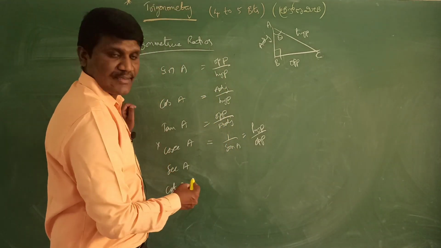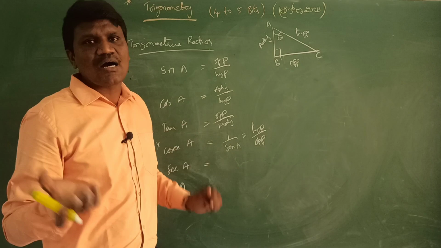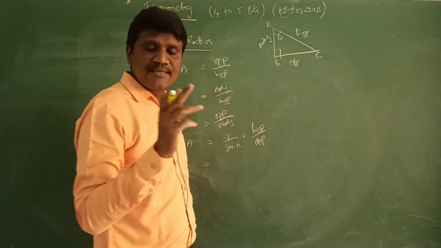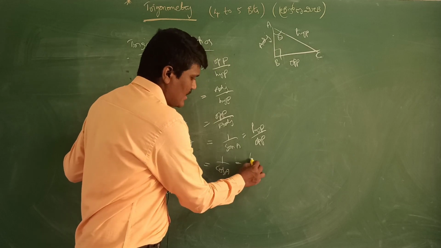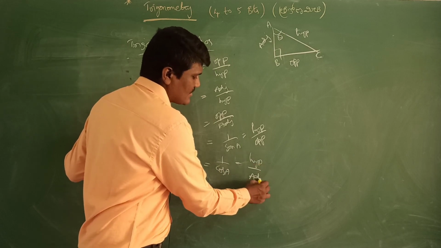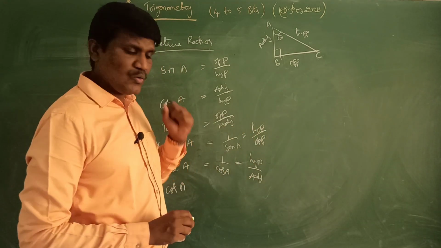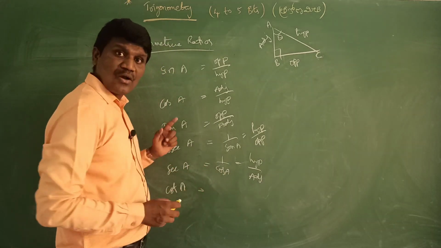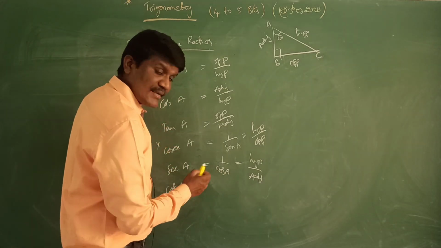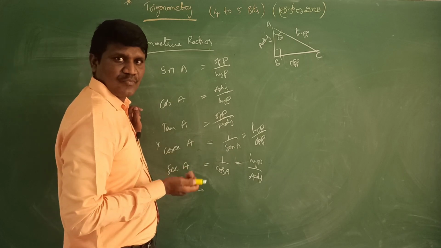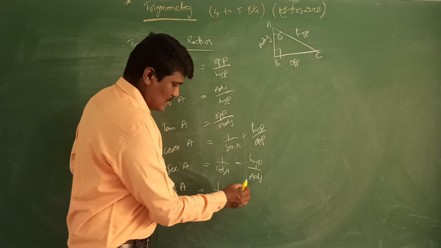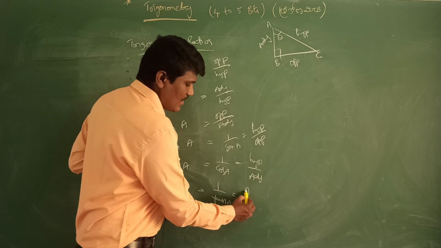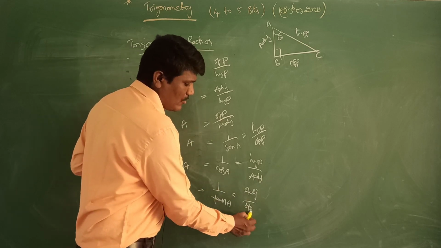And next, sec A. Sec A is the reciprocal of cos. It is 1 by cos A, or you can say hypotenuse by adjacent side. Okay. Next, cot A. Cot A is the reciprocal of tan A. You can write 1 by tan A. So cot A is adjacent side by opposite side.